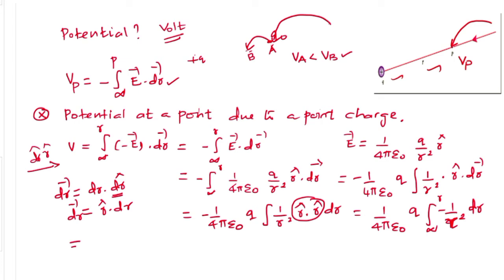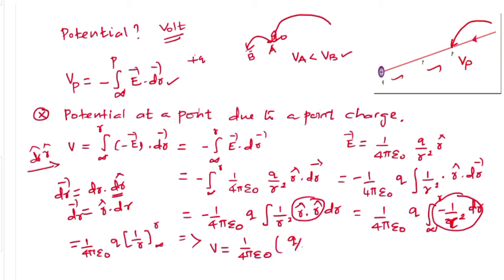Okay, how can I get this? 1 by 4 pi epsilon 0, q into integral of minus 1 by r square dr. The integral gives just 1 by r. You have learned this. So just 1 by r from infinity to r. When you apply the limits, 1 by r minus 1 by infinity is 0. Therefore the final result for the potential at a point will be 1 divided by 4 pi epsilon 0 into q divided by r. That's all.